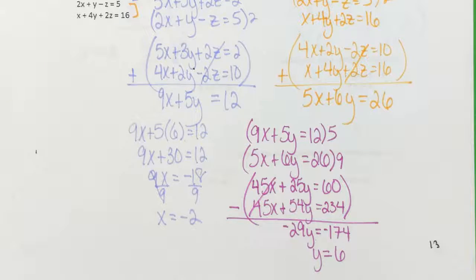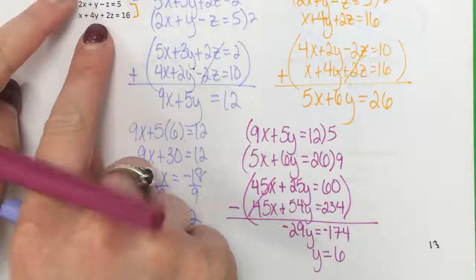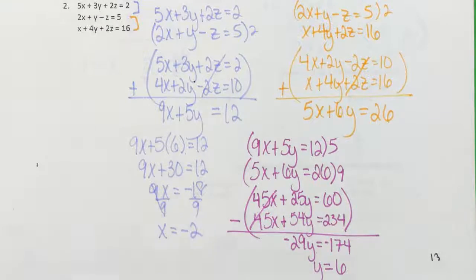Did y'all get negative 2 for x? Okay, so what do I do with these two guys now? Plug them back into one of the original ones, right? Doesn't matter which one. Plug it back in and see if you can get what z is. Plug in the x and the y. Just plug in both into one of the original equations.